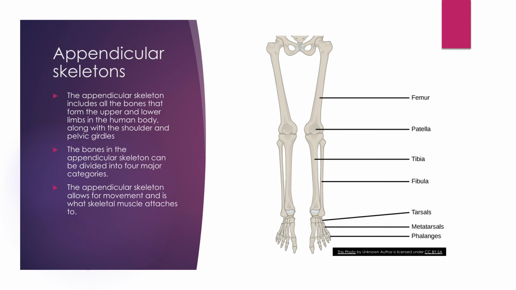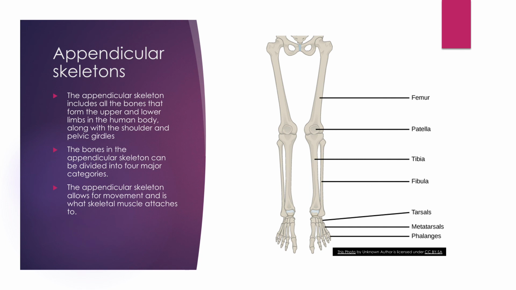Then upper limbs, which contain 60 bones. The third is the pelvic girdle, which contains 2 bones. And the fourth is lower limbs, which contain 60 bones. So in total, the appendicular skeleton contains 126 bones of the human body.